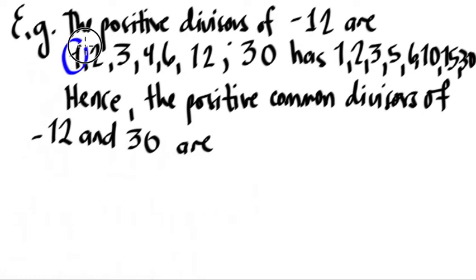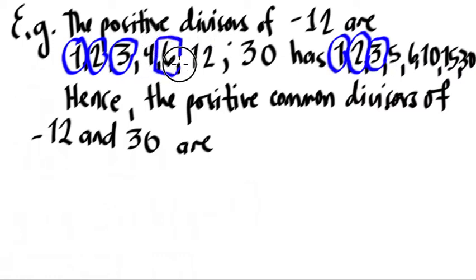So we have 1, that's trivial. We have 2, because they're both even. We have 3, meaning they're both multiples of 3. There's no 4 here, there's no 5 here. 6, yes, 6 is common to both of them. 10 is not, 15 is not, 30 is not, of course. 15 and 30 are more than 12, so it cannot be. So as you can see, these are the common factors of 12 and 30: 1, 2, 3, and 6.